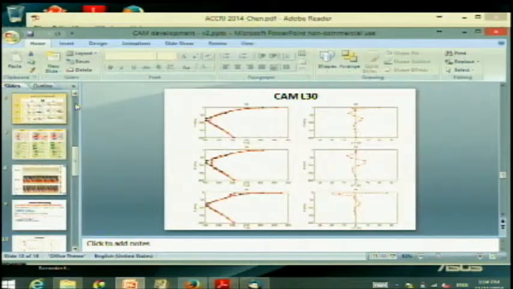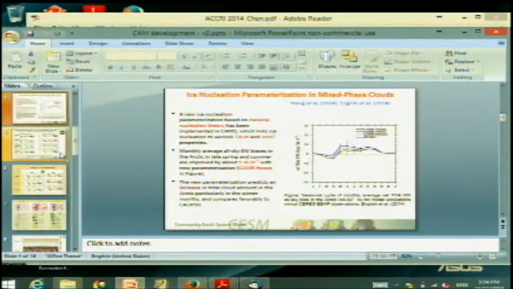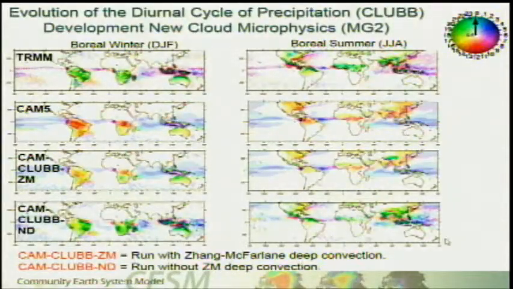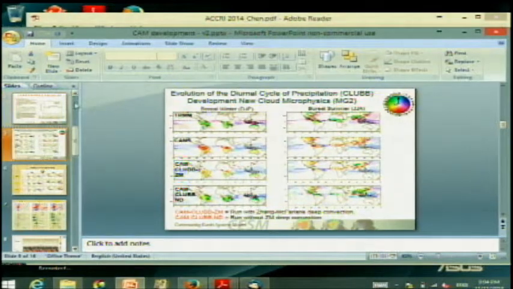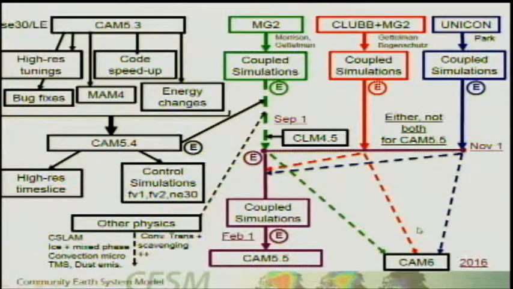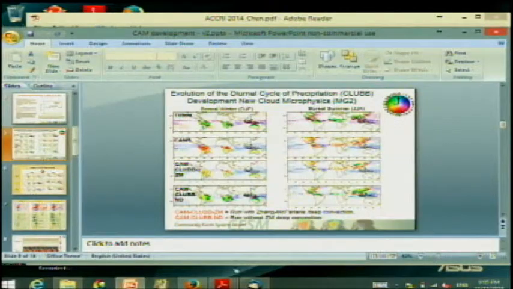Since I'm running out of time, I will jump to something people love to gossip about all the time. They will all come to me asking, so which candidate will win? Okay, here's in preparation of CAM 6, there are two candidates being considered to replace the current shallow and deep convection schemes. That's CLUBB and UNICON. And I'll just show you what they presented recently.